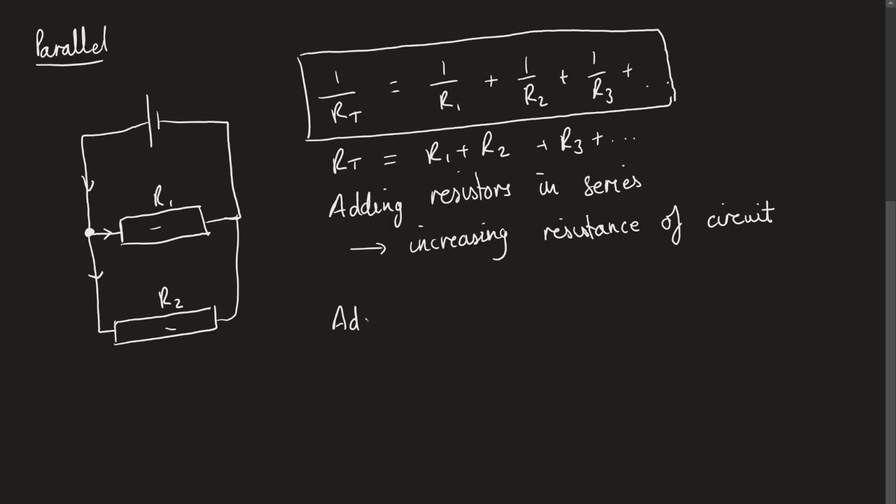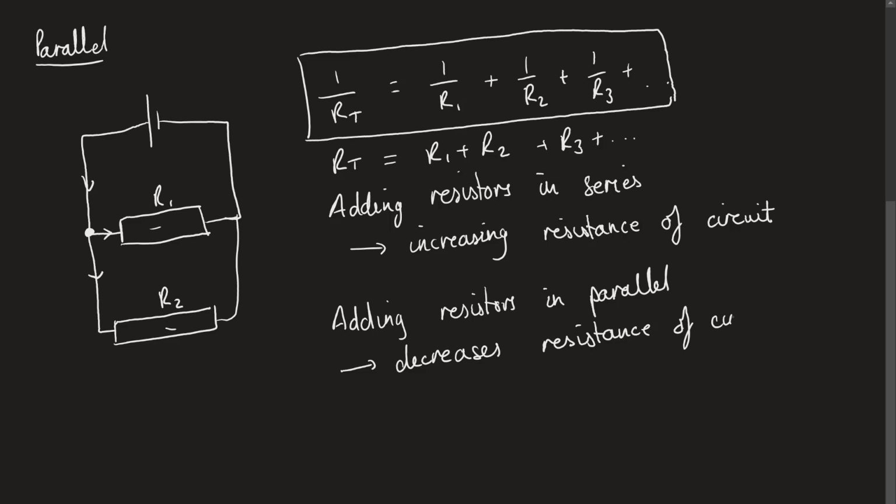Whereas adding resistors in parallel is actually going to decrease the resistance of the circuit. The reason it does that is because overall we have fewer collisions than if we were to put them in series. So our resistance is going to be either this or this, and so overall we're going to end up with a much lower resistance if we put the two things in parallel to each other.